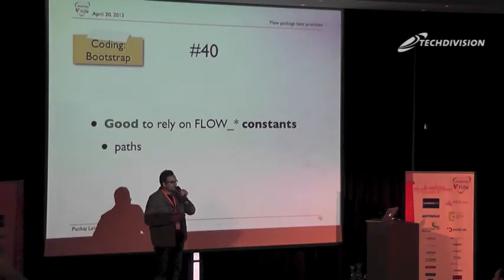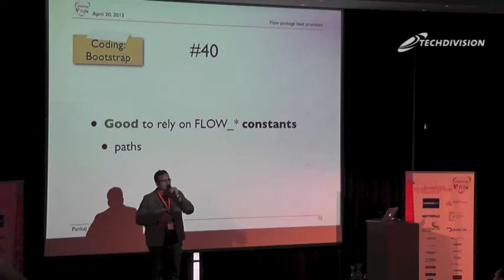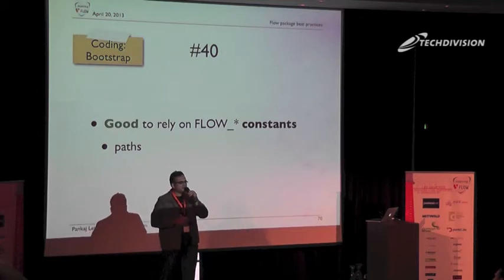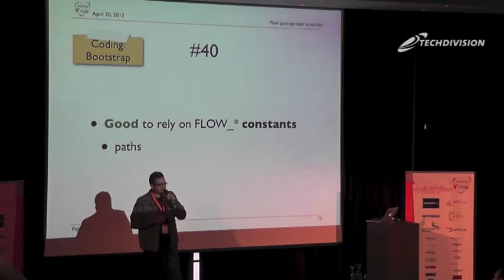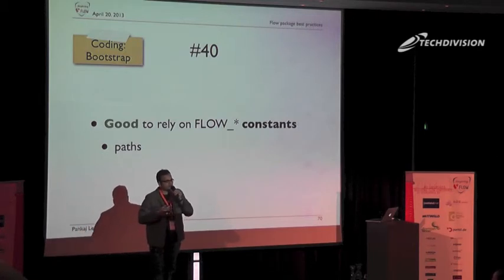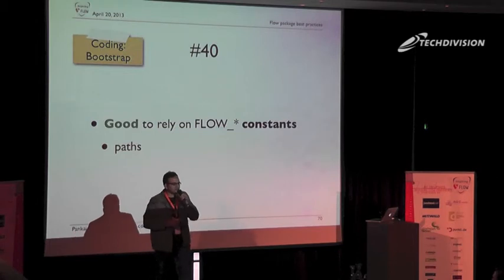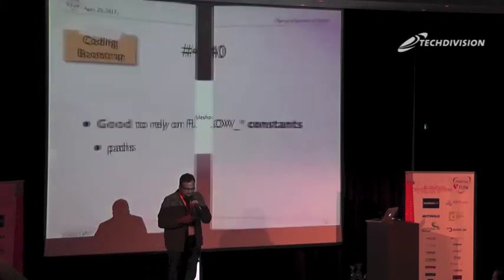There are some constants defined by Flow Bootstrap. In case you want to write a file to some data persistent directory, or for any reason you want the absolute path of your application, we can use the constants like FLOW underscore PATH underscore something. So it is one of the good practices.